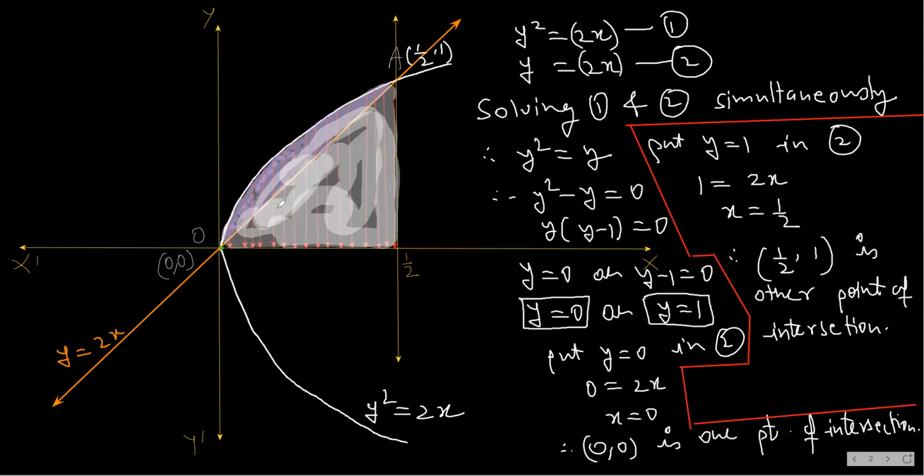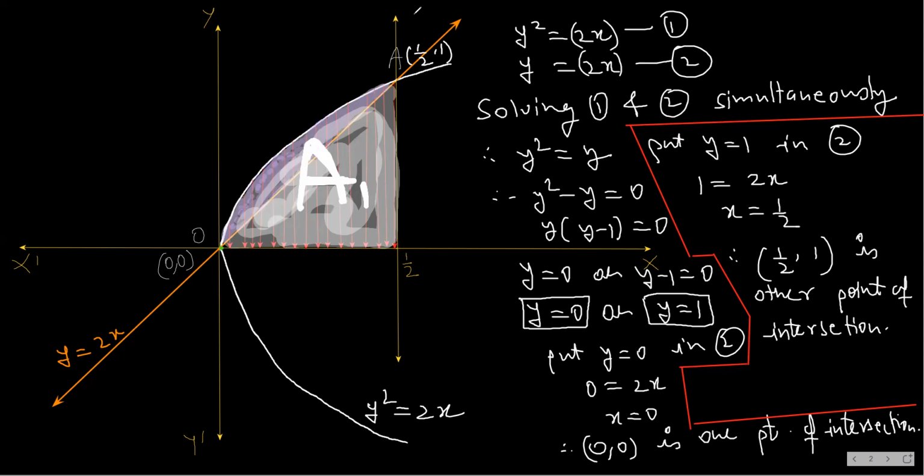So this area I will get, and I will name this area as A1. This area will be A1 for me.